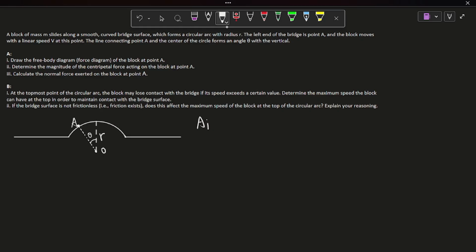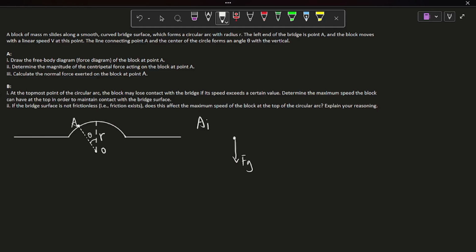So first, let's draw a center of mass of the object. Obviously, there's gravitational force that acts on it. This is Fg. And there's obviously normal force. However, we have to determine what's the direction of the normal force.